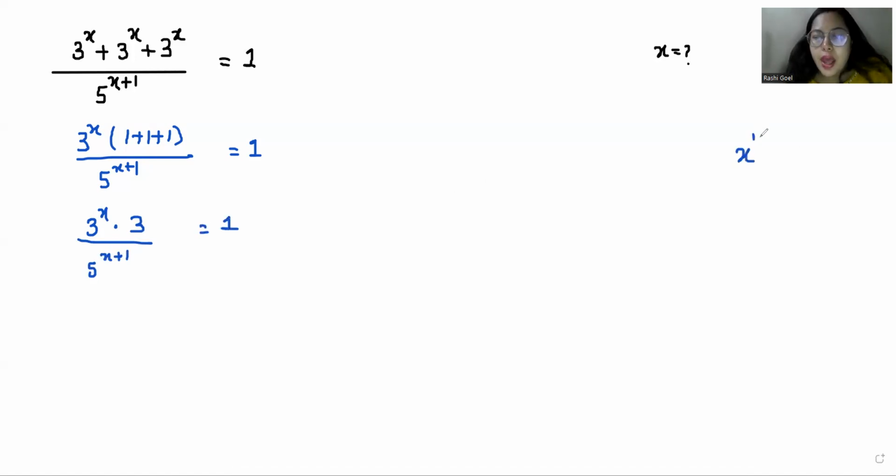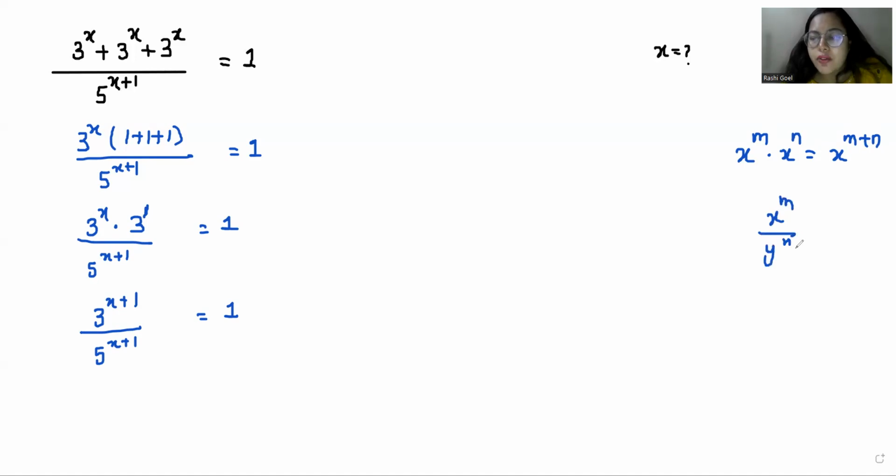According to the exponent rule, x^m times x^n, we can write it as x^(m+n). So here we can consider 3^1. So 3^(x+1) divided by 5^(x+1) equals 1. Another exponent rule, x^m divided by y^m, we can write as (x/y)^m. So (3/5)^(x+1) equals 1.